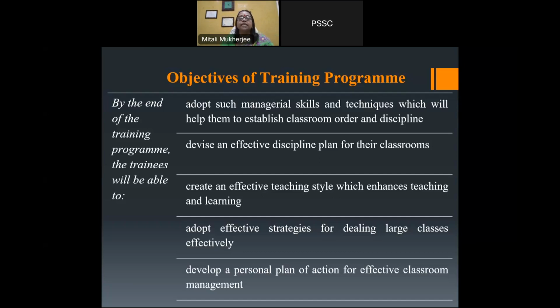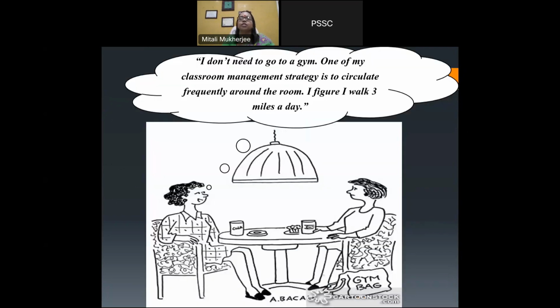Next is, how will you make your classroom disciplined? That is very important. Then we will be discussing some effective teaching styles, which will help your teaching go to the next level. Then we'll adopt some strategies for dealing with large classes and develop a personal plan for effective classroom management. Basically, these are our objectives for the day.